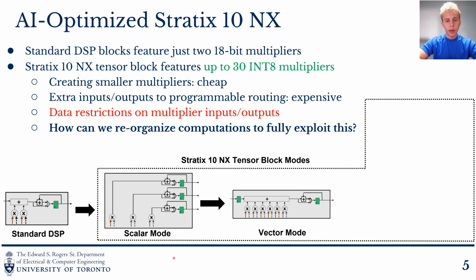Vector mode has more input and output restrictions, but we double the multipliers compared to scalar mode. So we have 6 multipliers, but we have restrictions in the sense that we must accumulate the results of these multipliers, and then we only produce one output.